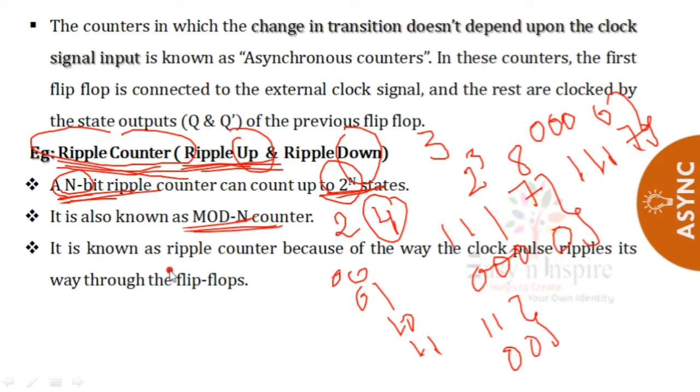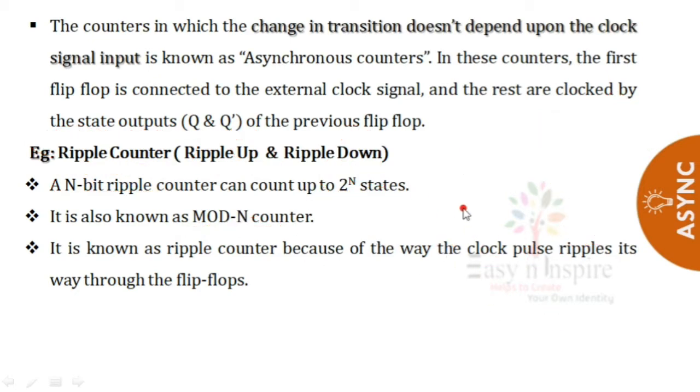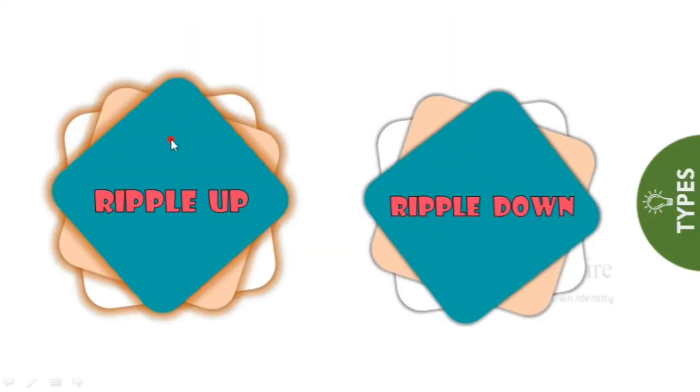So, why are we calling it a ripple counter? Because the clock pulses ripple in their propagation. How the clock pulses propagate, we will see in the next slides. There are two types of counters, the ripple up counter and the ripple down counter. In today's session, we are going to discuss the ripple up counter.